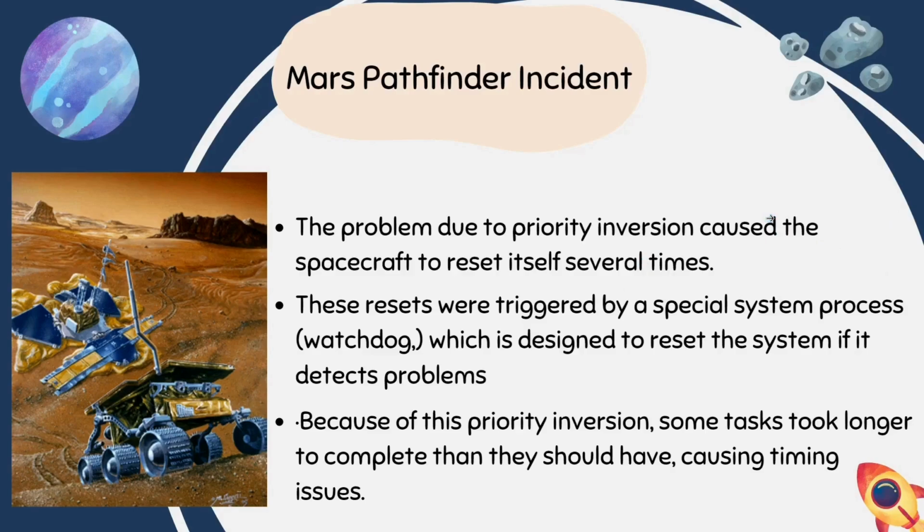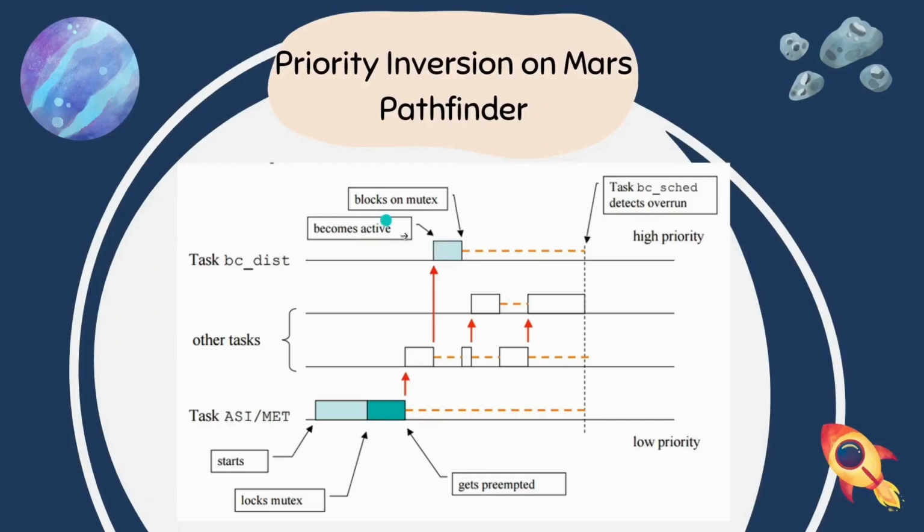This reset was triggered by a special system process called the watchdog. The watchdog is designed to reset the system if it detects any problem. Because of this priority inversion, the same tasks took longer to complete than they should have, causing the timing issue. Example of priority inversion on Mars Pathfinder.